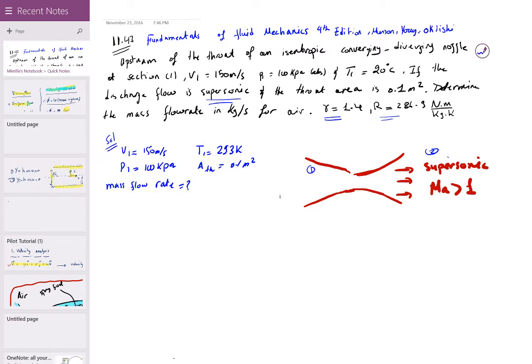150 meters per second, pressure is 100 kilopascals absolute pressure, and T1 in centigrade is 20. If the discharge flow at this point is supersonic and the area of the throat is 0.1 meters squared, determine the mass flow rate in kilograms per second for air. You're given gamma 1.4 and the gas constant is 286.9 Newton meters per kilogram Kelvin.